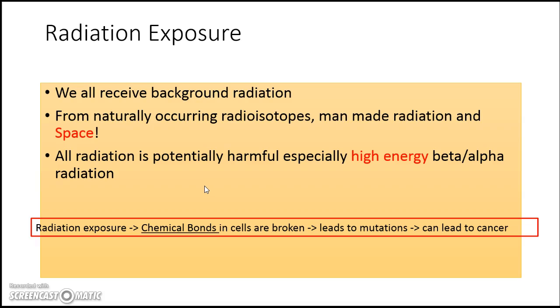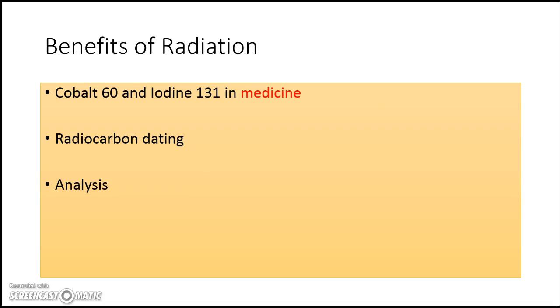So why is radiation exposure harmful? This is because it causes the chemical bonds in a cell to break. This can lead to mutations and can potentially lead to cancer. So, as well as having disadvantages of radiation, there are also benefits. So in medicine, cobalt-60 is used in cancer radiotherapy. So gamma rays are fired at cancer cells, which kills them and prevents a tumor from developing.